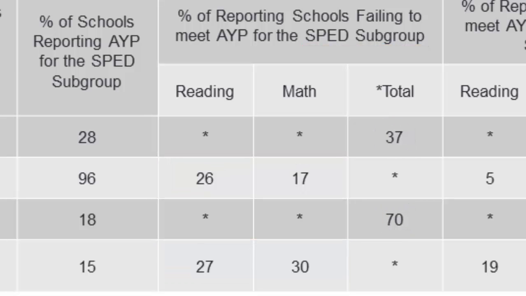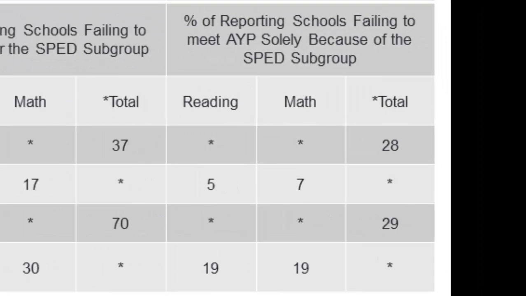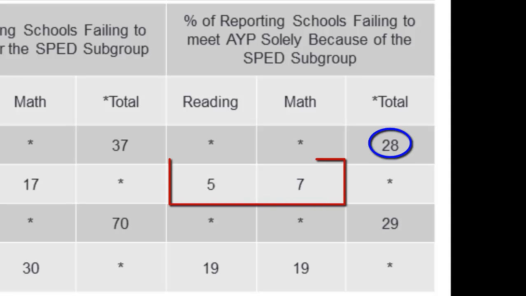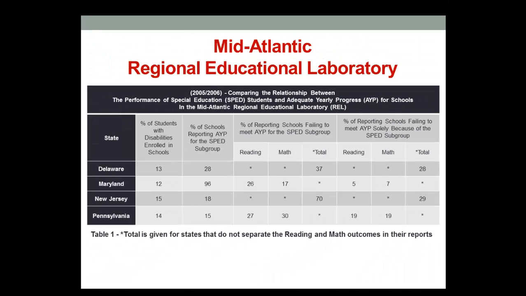But the outcomes for the special education subgroup are only one of the reasons that schools as a whole may fail to meet AYP. In this table, you will see that 28% of the reporting schools in Delaware, 12% in Maryland, 29% in New Jersey, and 38% in Pennsylvania failed to meet AYP solely based on the performance of their students with disabilities. There is really no argument that the performance of students with disabilities is going to affect a school's ability to meet AYP as long as AYP calculations hold schools accountable for this population.